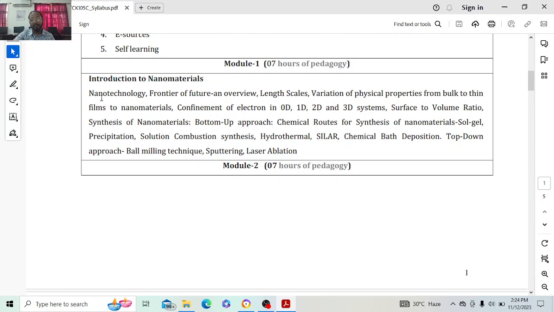where we will start with what is nanotechnology, definition of nanotechnology, the history, the importance, the scope, the frontier of the future, that itself is a scope. Next, length scales and bulk to thin films to nanomaterials. Next, confinement for 0D, 1D, 2D, 3D. Next, we have surface to volume ratio, bottom up and top down approaches, that we will discuss in the next class.